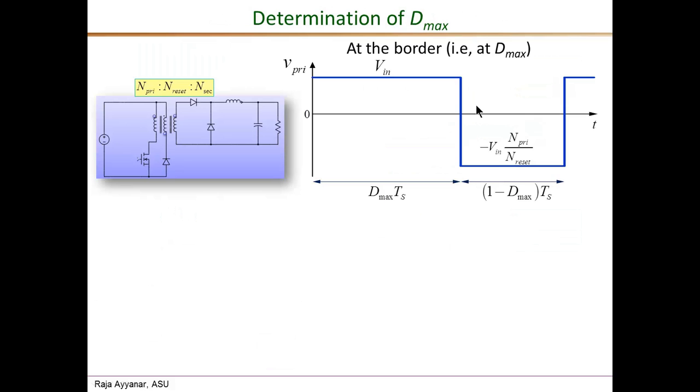Okay. So this is a border case where the core reset happens exactly at the end of that particular period. So I call that the Dmax. So this interval here is Dmax times Ts, and this smaller interval here, as drawn in this plot, is 1 minus Dmax times Ts.